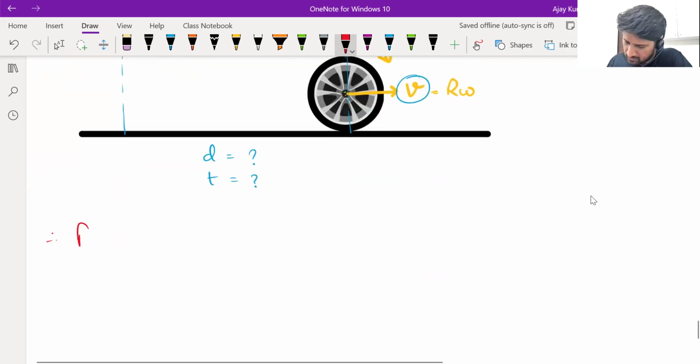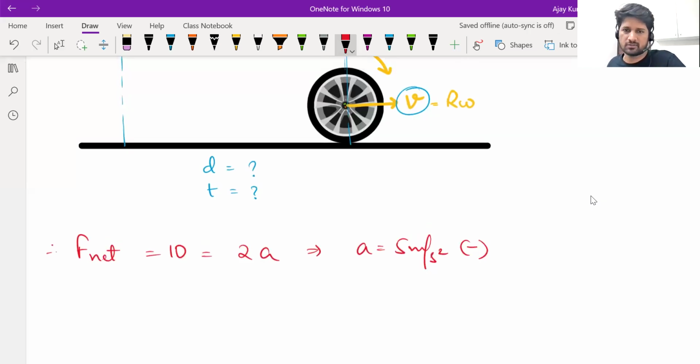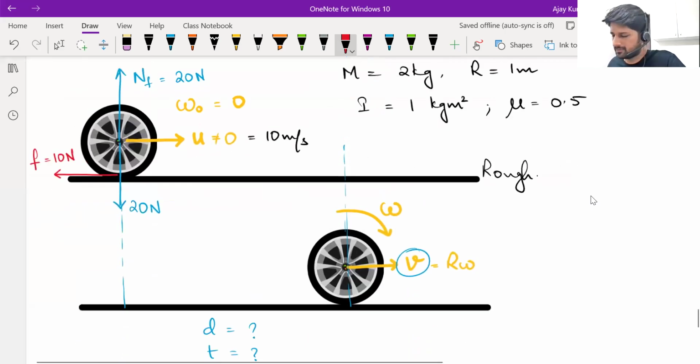Therefore, net force 10 is equal to mass into acceleration, means acceleration is 5 meters per second square. You are supposed to take it with a minus sign because it is opposite to initial velocity. Only then you can properly apply equations of kinematics. First, if you want to find out the distance traveled before it stops, you know initial velocity, you know final velocity also, 0. Okay, wait. This is not stopping. This is attaining pure rolling. We don't know final velocity. Let the final velocity be V.